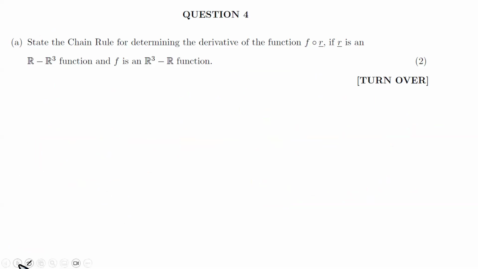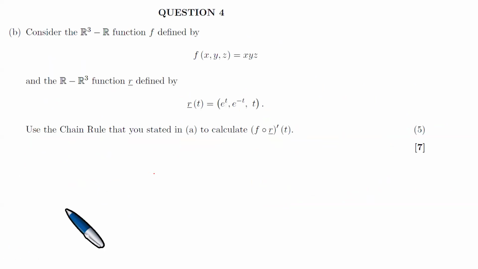I'd left a bit more space for the chain rule. Let us apply the chain rule to find the derivative of a function. We have been given a multivariable function, a function f of 3 variables x, y, and z. It is the product of x, y, and z. And the R to R3 function r is defined by this. Use the chain rule that you stated in part A to calculate now the derivative. So I'll just want to use the chain rule here.